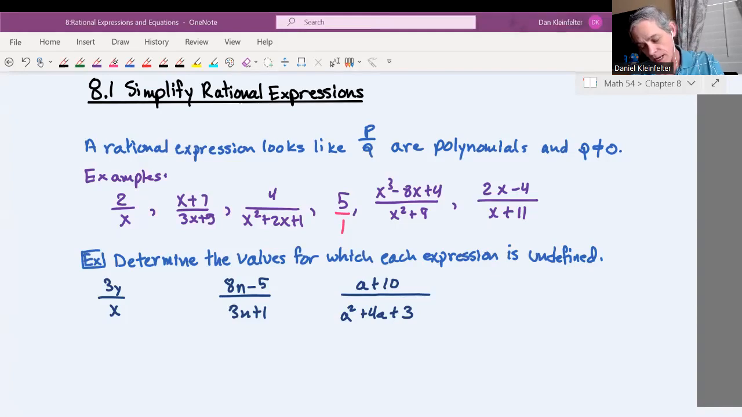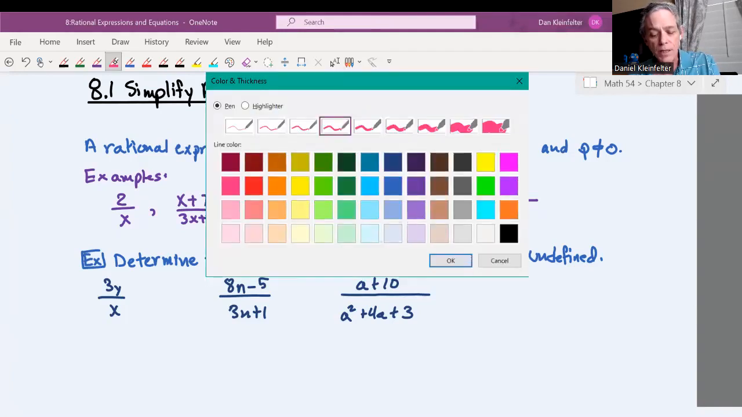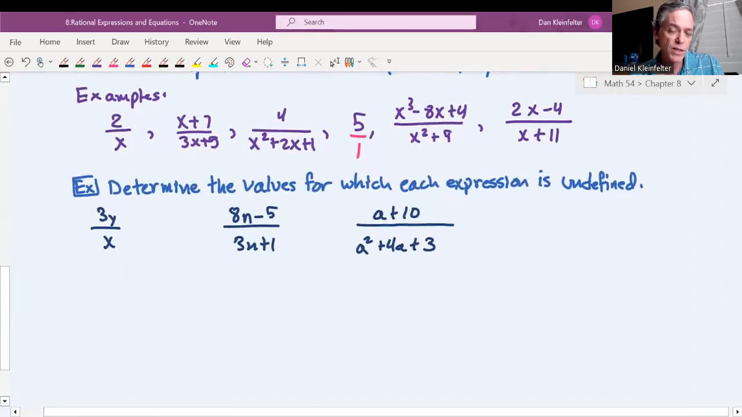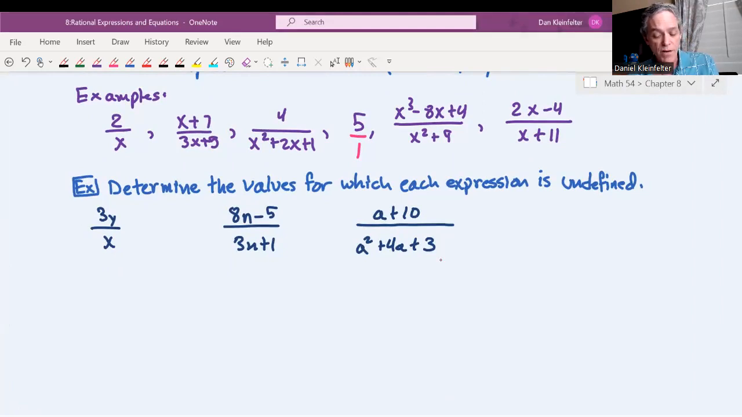Okay, one of the first tasks that we'll want to be able to perform is to know when a rational expression is undefined or not. And as I'd mentioned, division by 0 is undefined, so we have to look and see what values of the variable would make the denominator 0. So for this first one, we have 3y over x. This will be undefined if x is equal to 0. It's okay if y is equal to 0. It's all right for a fraction's numerator to be 0, just not the denominator. Okay, for the next one, we have 8n minus 5 over 3n plus 1.